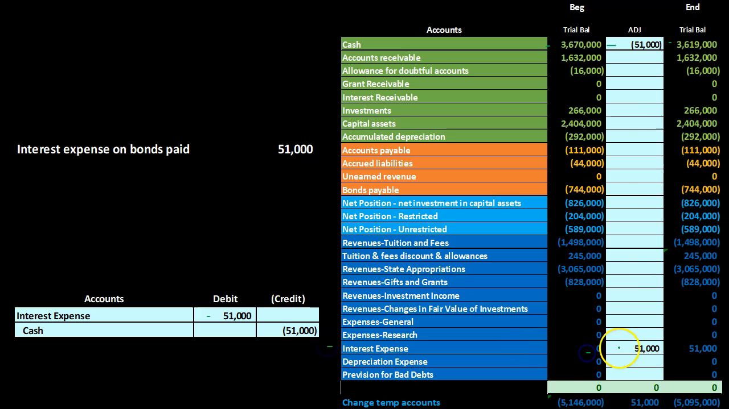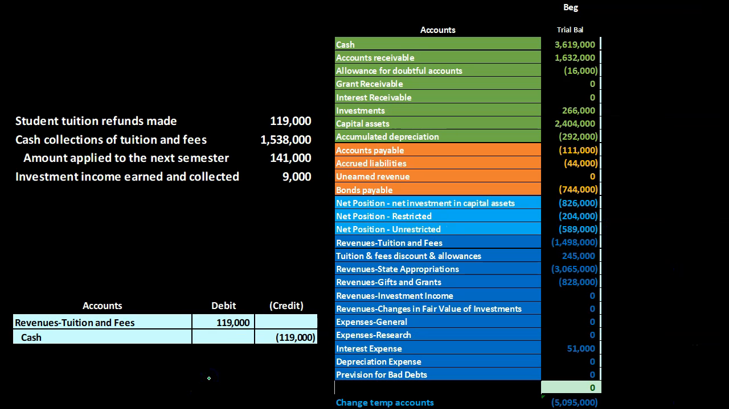Has a debit balance, it's going up in the debit direction, that then bringing down what would be similar to the net income number. The net income type number then decreasing. Next transaction, student tuition refunds made of the $119,000, we're going to start there.